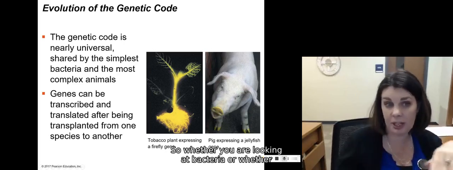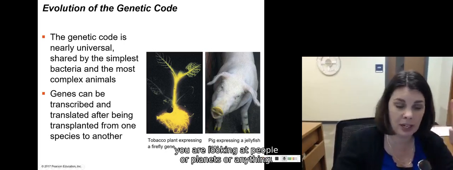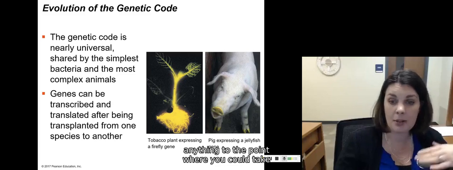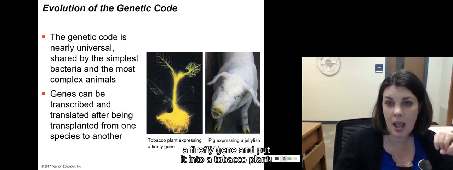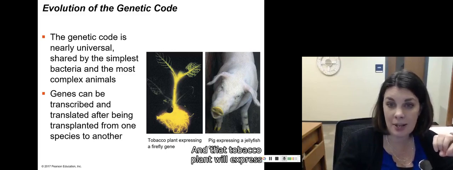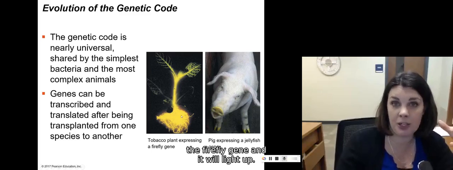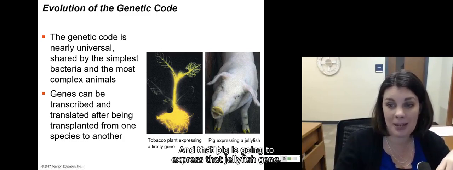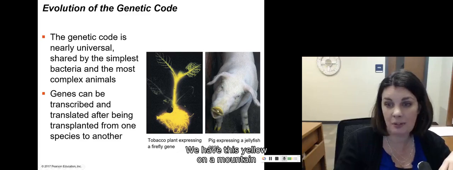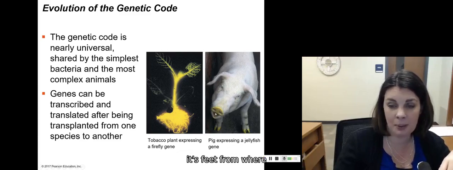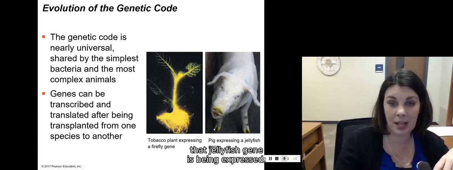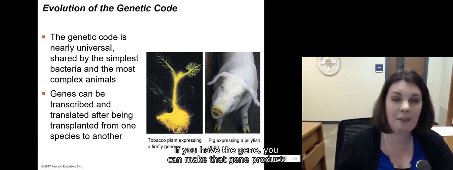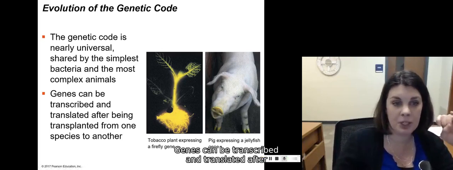The genetic code is nearly universal, so whether you are looking at bacteria or people or plants or anything, we have almost the same genetic code, to the point where you could take a firefly gene and put it into a tobacco plant, and that tobacco plant will express the firefly gene and it will light up. You could take a jellyfish gene and put it into a pig, and that pig is going to express that jellyfish gene. So we have this yellow on its snout and its feet from where that jellyfish gene is being expressed. So in all types of different organisms, if you have the gene, you can make that gene product.